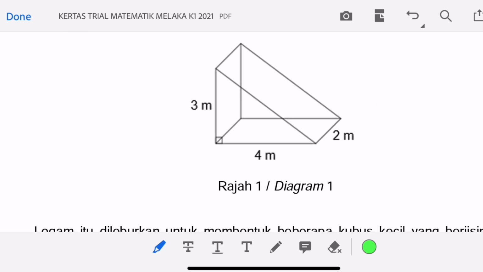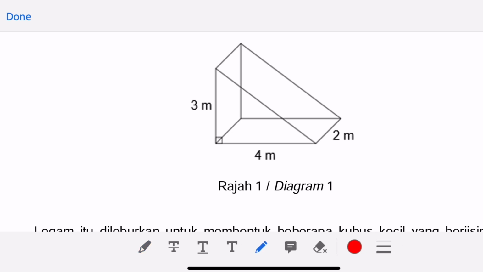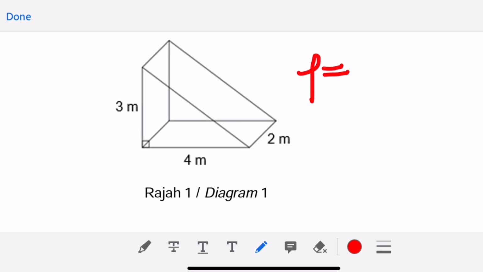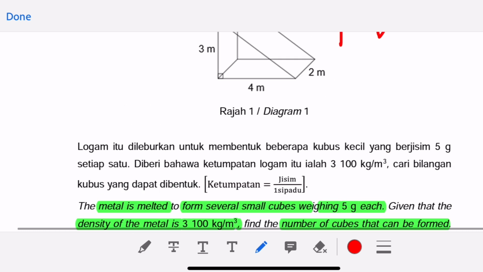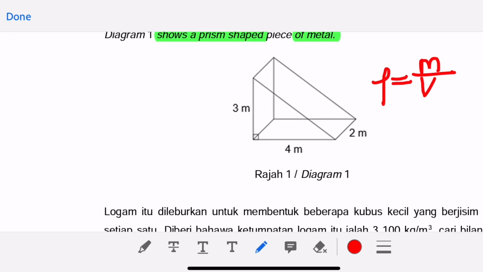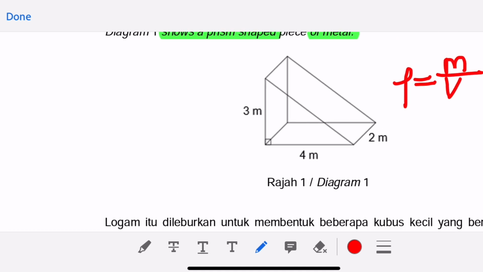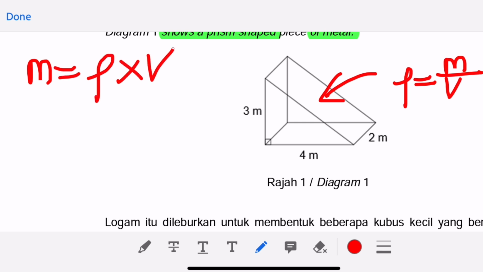So you just imagine that this is the metal. First of all, we want to form the cube. We are given the formula for the density equal to m over v, right? You can check here, m over v. So meaning that we have to find a mass for this prism. So mass is density times the volume.